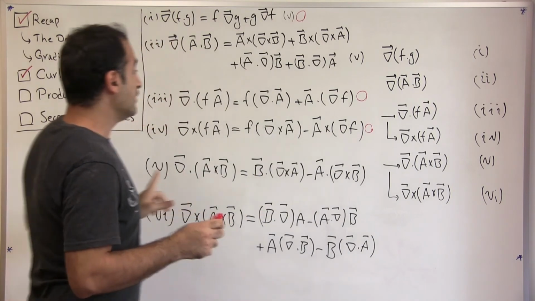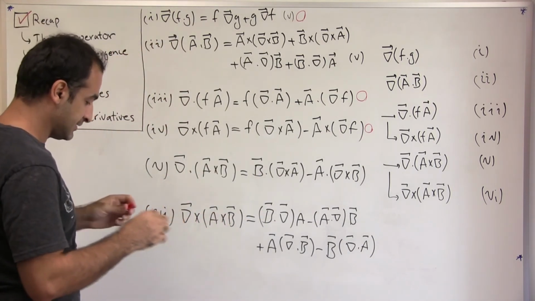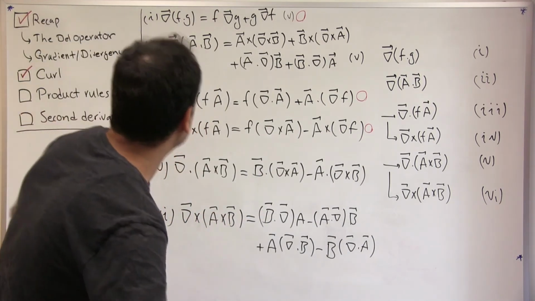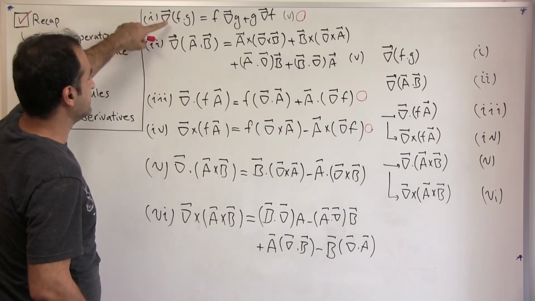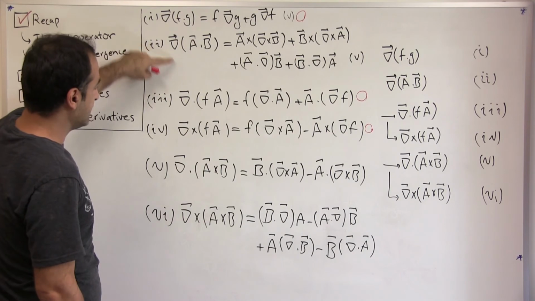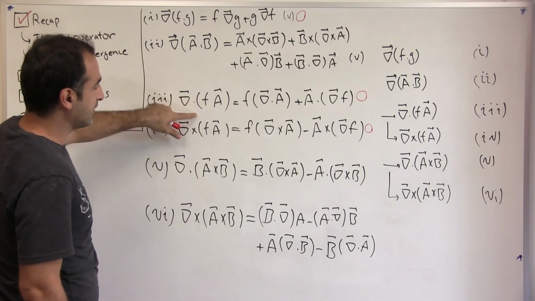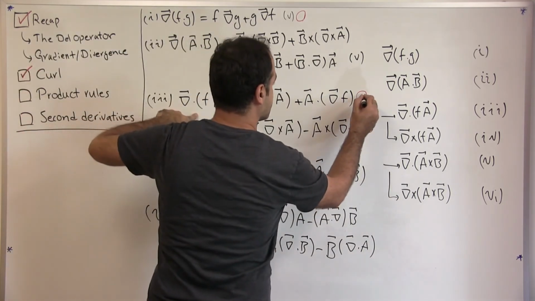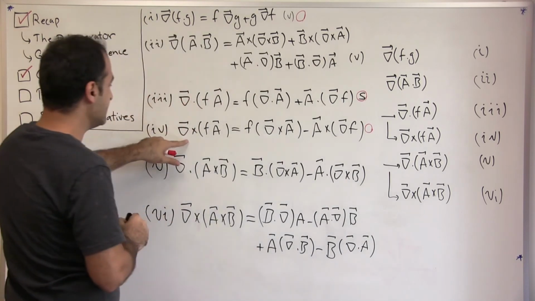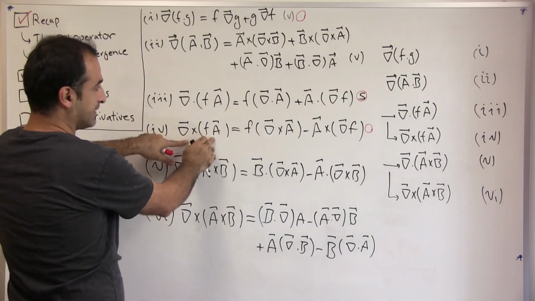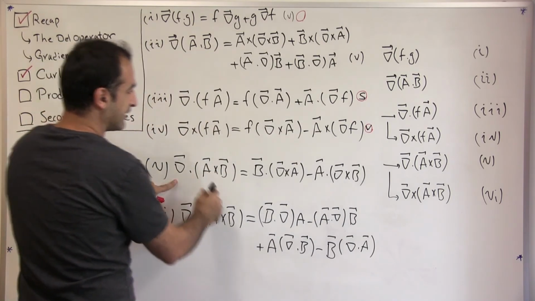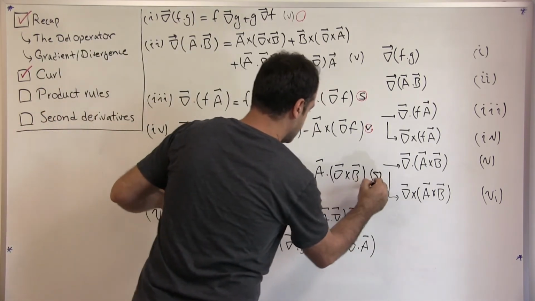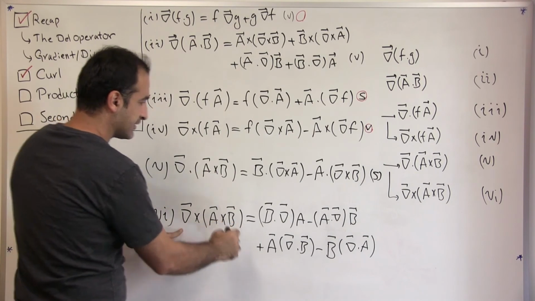Not all of them are vectors. Let's go through them one by one. The first two are the gradient of a scalar, so this is a vector, this is a vector. This is the divergence of a vector, so this one is actually a scalar. The second one is the curl of a vector, so this is a vector. This one is the divergence of a vector, so this is a scalar. This one is a curl of a curl, and this is a vector.